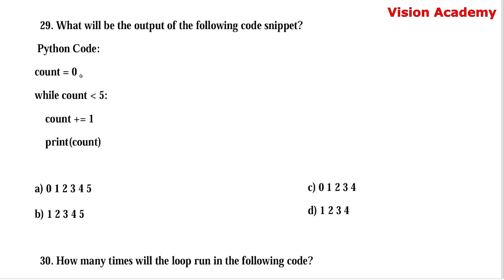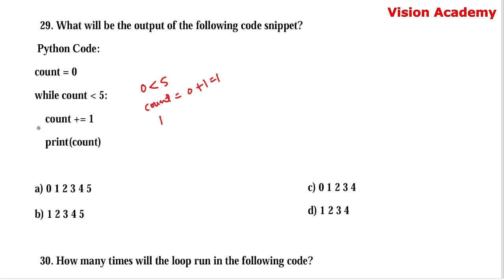Here the count variable is assigned the value 0. While count is what? 0 is less than 5. Yes, the condition is true. Once the condition is true, the count will get incremented by 1. Here we write count = count + 1. The count value for the first time is 0 plus 1, so it becomes 1. Now the count value is 1. It is going to print count, 1. So for the first time it is going to print 1.